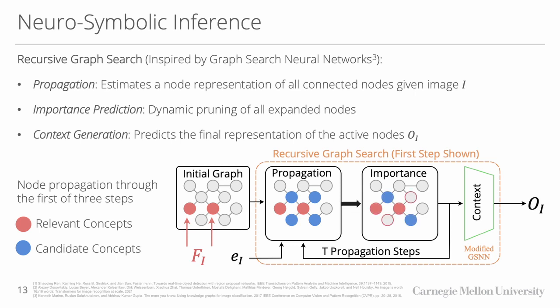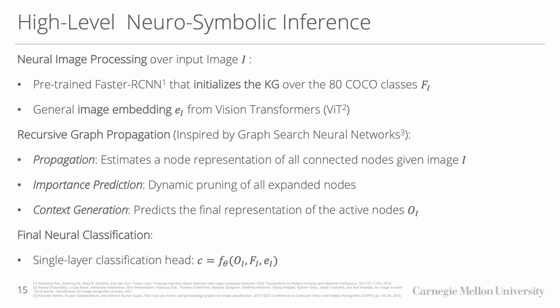However, as multiple rounds of propagation would cause exponential growth, especially if the graph is large, we utilize an image-conditioned importance network that dynamically prunes the graph after each propagation step, leaving only 2 of the initial 4 candidate nodes. The 2 remaining candidate concepts are then locked in, and the propagation continues for t steps, dynamically extending the subgraph of relevant concepts. In a final step, we generate embeddings for all relevant nodes before passing the information to the classifier. Here's the overview of our inference pipeline again, showing the final classifier as a single fully connected layer, considering the relevant concepts, overall image embedding, and the initial object detections.